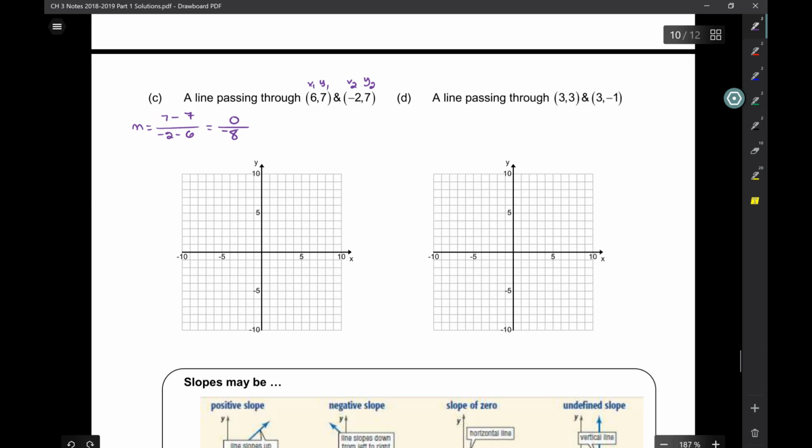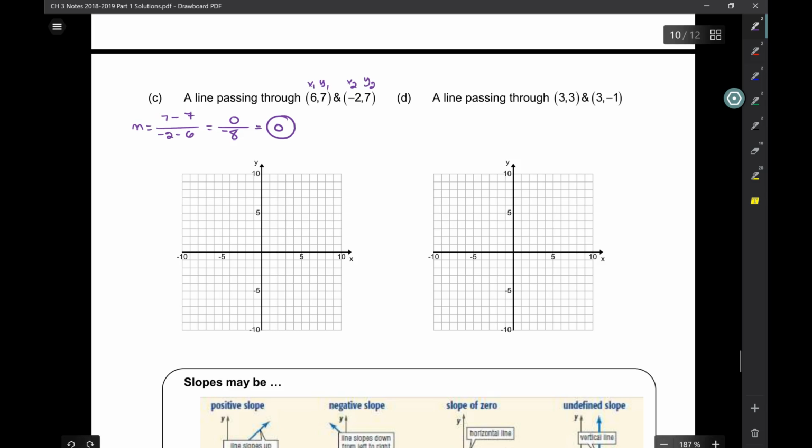What happens if you have 0 divided by a number? If you have 0 divided by a number, how much is that? 0. If you have 0 pieces of chocolate and you want to divide it among your 5 friends, how much does each get? 0. Okay?